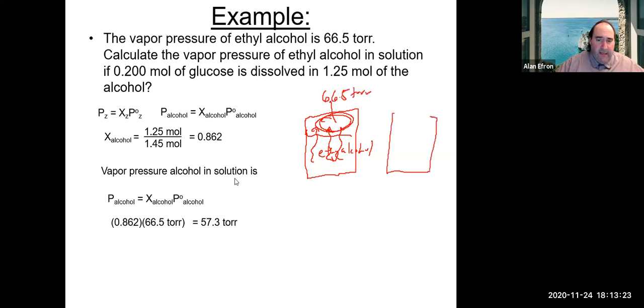By dissolving that glucose in there, we now have all these glucose molecules that basically get in the way. And again, it's going to create less gas molecules above that liquid. And we do see that it does come down to 57.3 torr in that particular case. So that's one effect of having a lot of stuff dissolved in the solution, is going to affect the natural escape of those molecules into the gas phase.